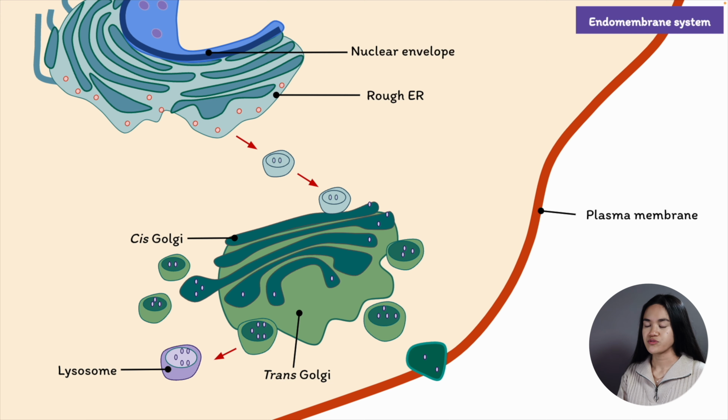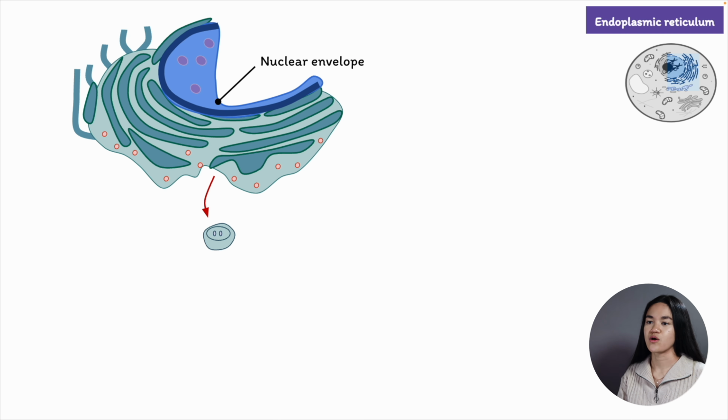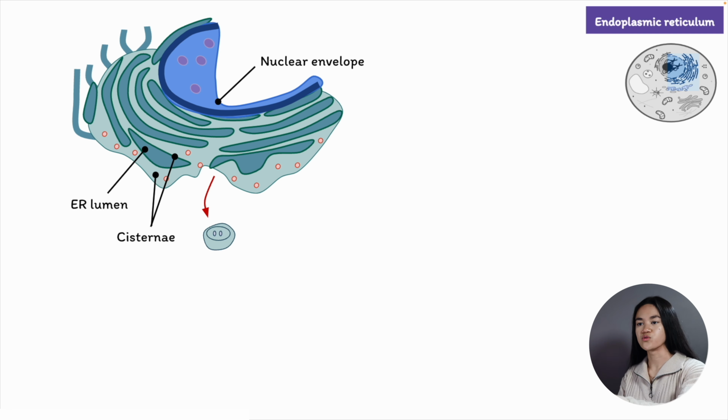Starting with the endoplasmic reticulum, which is a vast network of membranes that make up more than half of the total membrane. The word endoplasmic means within the cytoplasm. So the ER is made up of cisternae, which are a network of membrane tubules and sacs. The ER membrane divides the cytosol from the ER lumen or cavity, which is the interior compartment of the ER.